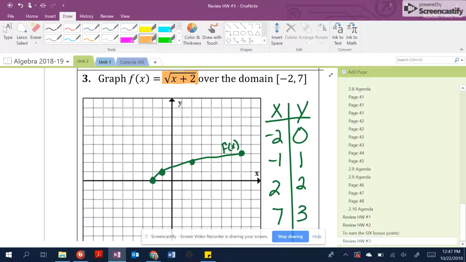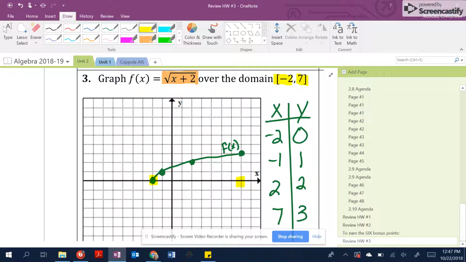It restricts the domain. So we're going to go from -2 all the way to 7, and I can't go any further. So there are no arrows on here. And then, of course, in order to graph a function, I have to have a table first, then the points. So the table, big deal. That should have come first before even putting any points on the graph.